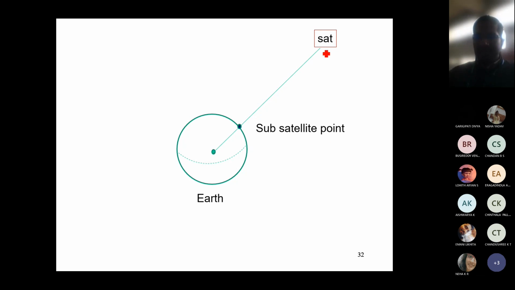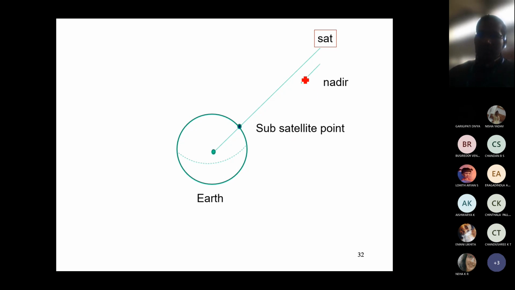If you make a straight line from the satellite to the center of the Earth, that line will intersect the surface of the Earth at some point. That point is called the sub-satellite point. So keep a note of this term, sub-satellite point.